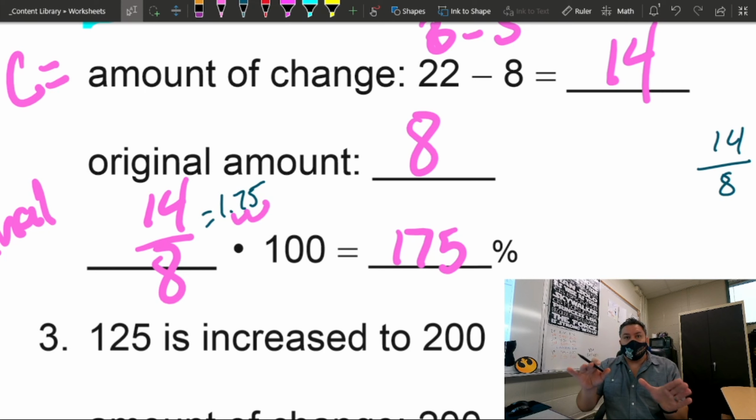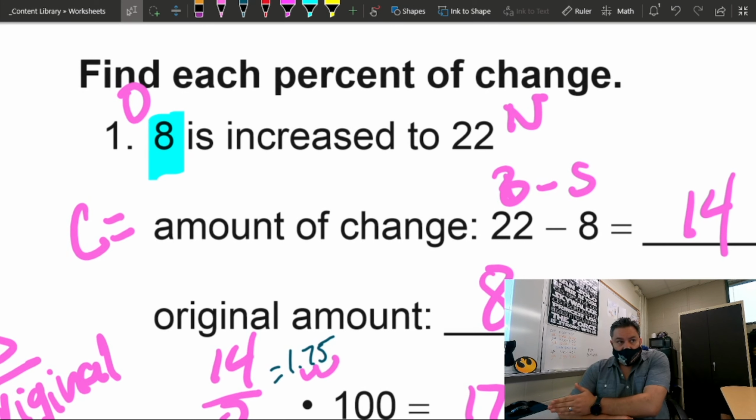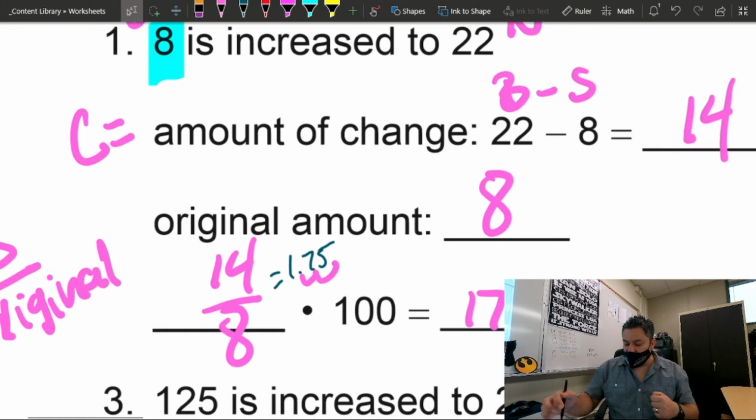Now 175% might throw you off and you might think that you got it wrong. But let me show you something. If you look at the original number, if it increases by itself or more, in this case, if it increases by 8 or more, if it increases by more than 8, the percent change is going to be more than 100%. Because 8 is 100% of 8, right? So if it increases by 8, it's already increasing by 100%. If it's increasing by more than 8, it's increasing by more than 100%. So even though this number looks kind of weird, it is right.